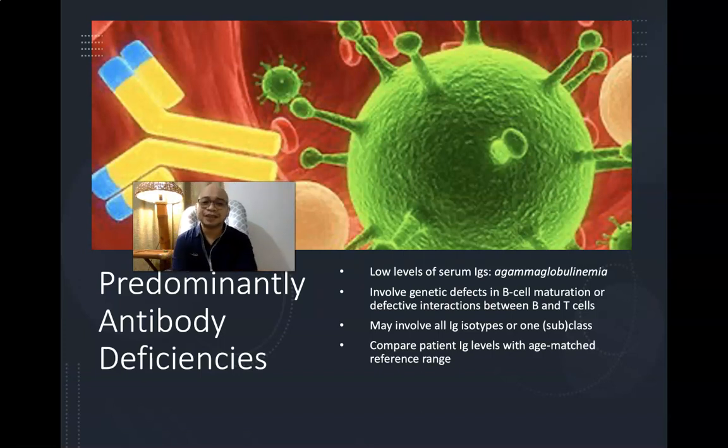Okay? So in order to diagnose it, we have to assay the antibodies so that we'll be able to measure the exact amount when compared with the age-matched reference range. There is an emphasis here on age-matched. You know why? Because a neonate would have a different reference range as compared to adults, and so also with the geriatric.